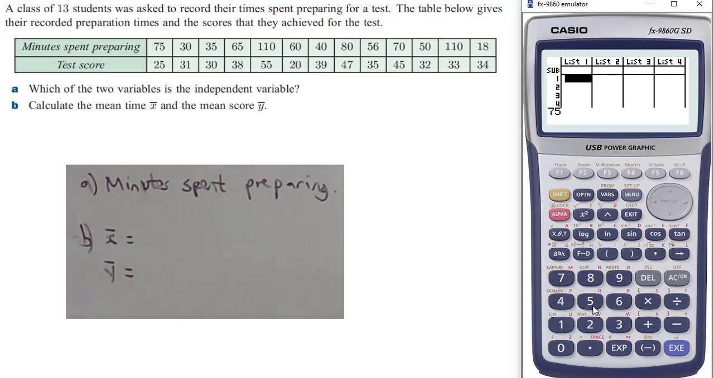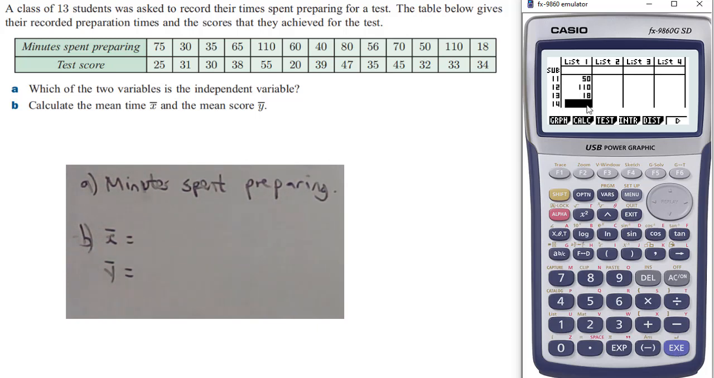So 75, 30, 35, 65, 110, 60, 40, 80, 56, 70, 50, 110, and 18.